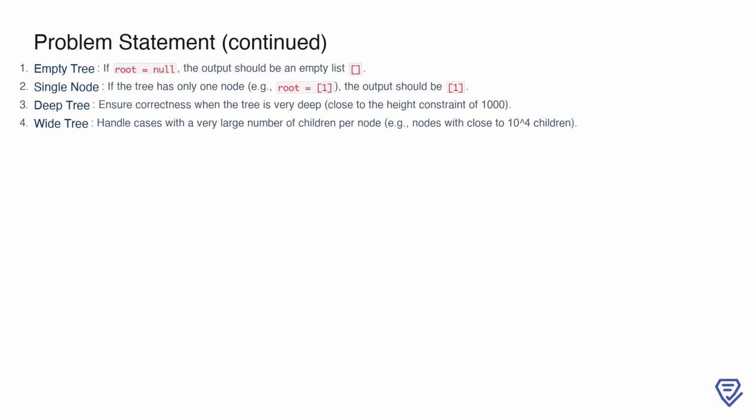For deep trees, where the height approaches the constraint of 1000, it's important to ensure the traversal handles recursion or iteration efficiently without exceeding limits. Similarly, in cases of wide trees, where nodes have a very large number of children, close to 10,000, the solution must be able to handle the traversal without performance bottlenecks. These scenarios test the robustness of the implementation.